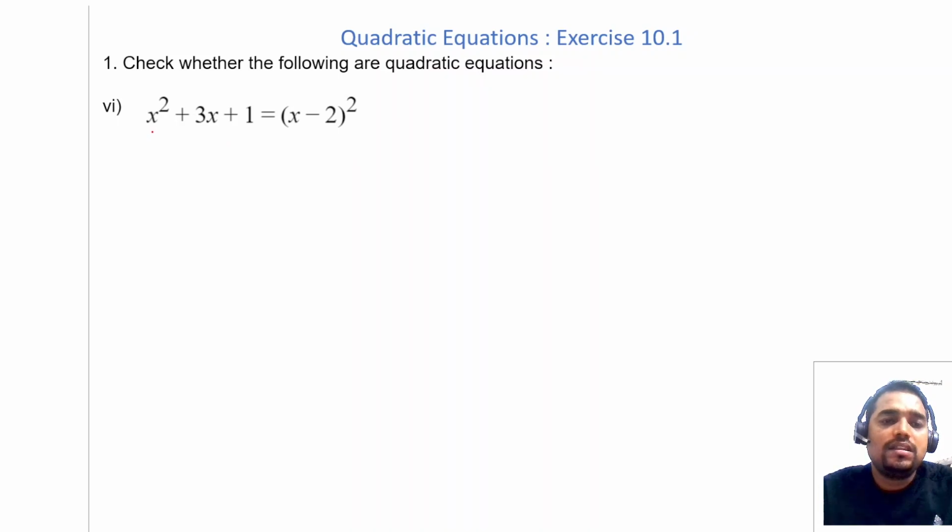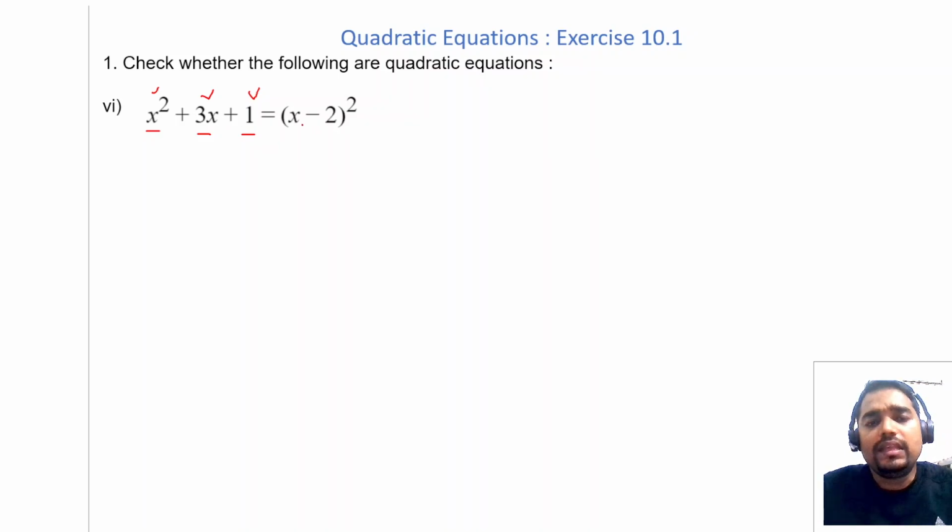Now we will understand the LHS first. In the LHS there are three terms: x square, 3x and also 1. These three terms are unlike terms because the first term has x square, the second term has an x term, and the third term is a constant term. We cannot add or subtract these terms.